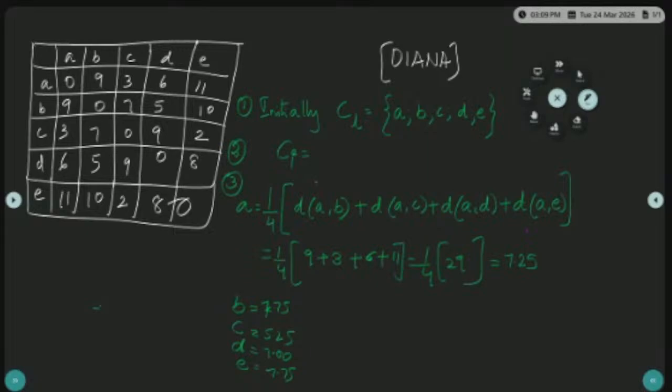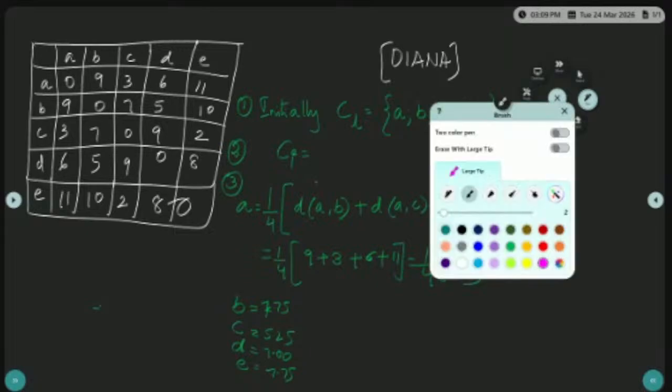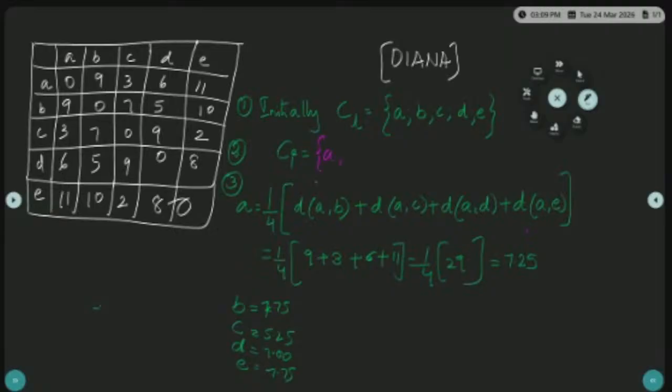Now CI will be A comma C comma D comma E. CJ will be B. Okay. Now step 4. Remaining iterations should be done with CI and CJ. Look here, CI is A, C, D, E and CJ is B.